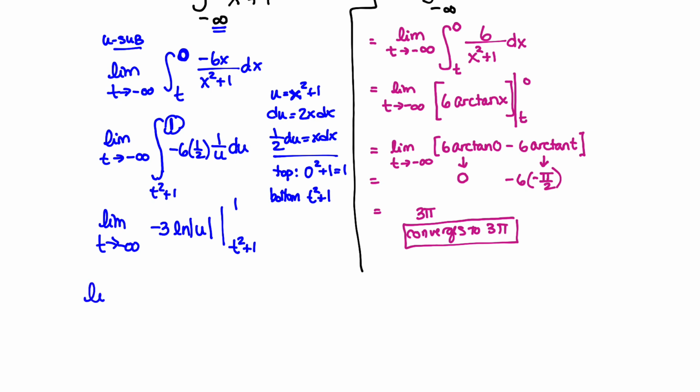And let's see what's happening. I've got the limit as t goes to negative infinity of -3 times the natural log of 1 plus the natural log of t squared plus 1. Natural log of 1 is 0. Thank you, Anand. Natural log of 1 is 0.